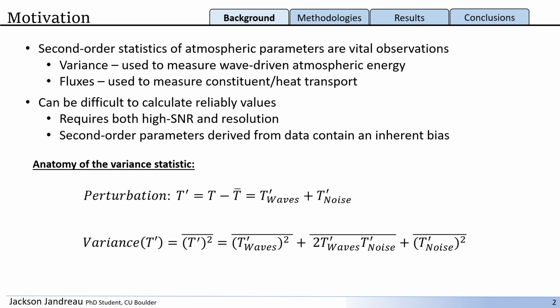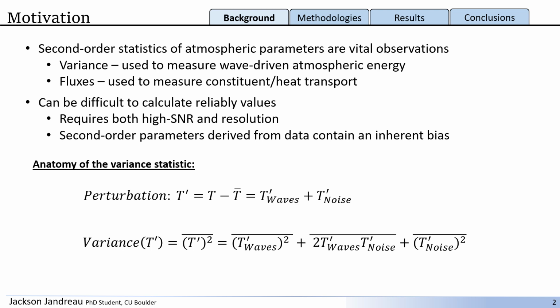The issue with these second-order parameters is that it can be difficult to calculate reliable values for them for two reasons. The first of which is that they require good, high-quality data, and that they also require good resolution to accurately represent all the atmospheric processes. The second reason, and the one that this talk is going to focus on, is that these second-order parameters contain an inherent bias due to noise in the measurement process. In LiDAR data specifically, this noise is inherent due to the photon collection process, and thus the variances or fluxes calculated without correcting the bias will be overestimated.